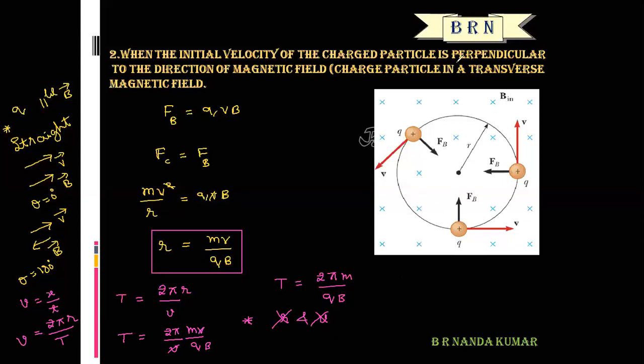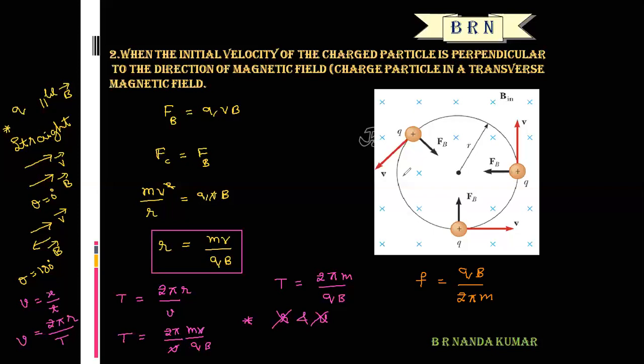So even the frequency. What is the meaning of frequency? Frequency means the number of revolutions per second made by a charged particle. That is actually the reciprocal of time period, that is qB divided by 2 pi m.